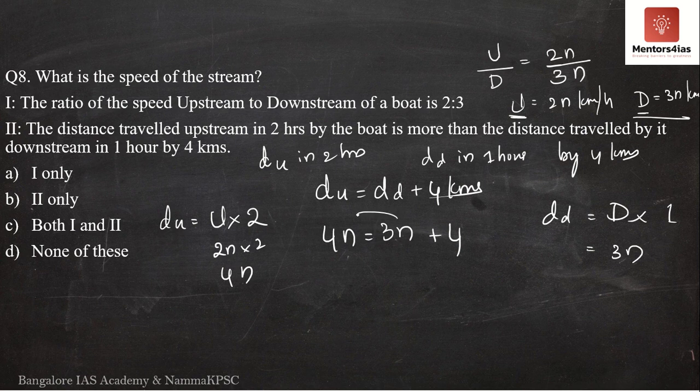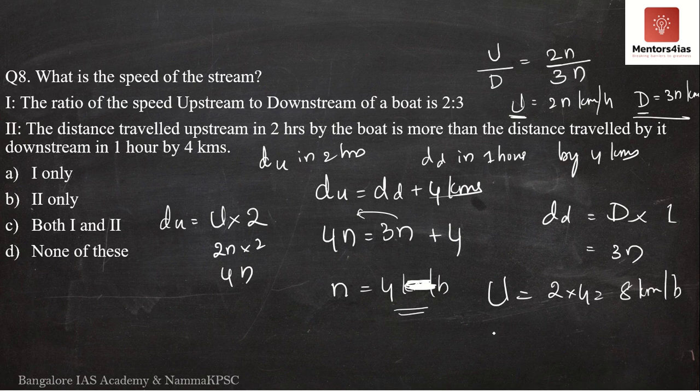Therefore, I bring 3n to the left hand side. 4n minus 3n is n. Nothing but n is equal to 4. Sorry, not 4 kilometers per hour. The value of n is equal to 4. If the value of n is equal to 4, what is u now? u is nothing but 2 into 4, 8 kilometers per hour. What is the downstream speed? d is equal to 3 into n, that is 3 into 4, which is 12 kilometers per hour.